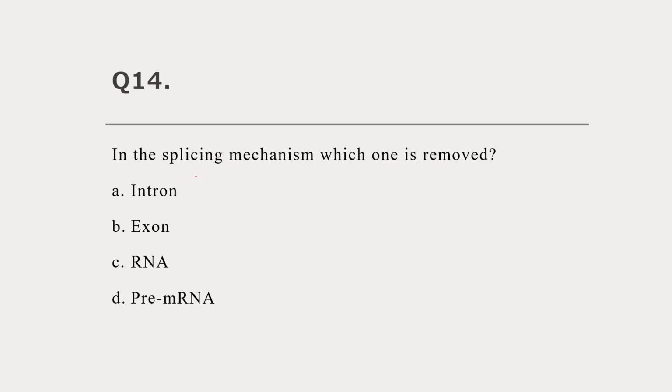Then let's move to the next question. In the splicing mechanism, which one is removed? Intron, exon, RNA or pre-mRNA? I believe this is quite a simple question, because we have just discussed it a few minutes before. Yes, very good. I'm getting good answers. Everyone, please try to answer.